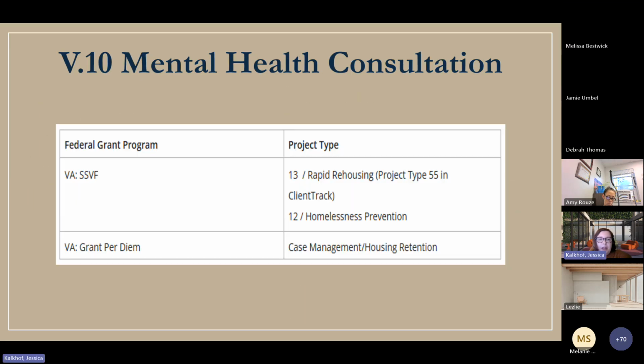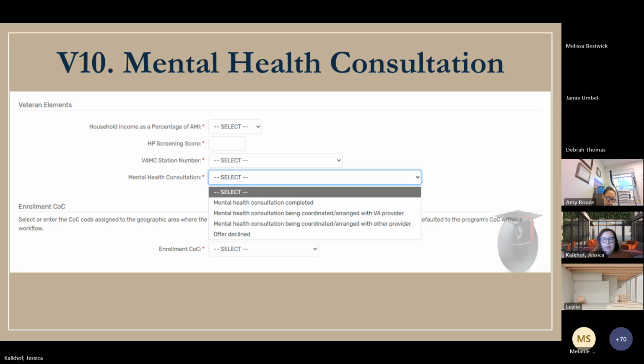And these are the projects that will collect the mental health consultation information. So rapid rehousing and homelessness prevention SSVF projects and VA grant per diem projects that have the project type of case management / housing retention. And here's an example of what that looks like in the workflow. So we have household income as a percentage of AMI, an HP screening score field, VAMC station number, and then the mental health consultation question with the drop down.